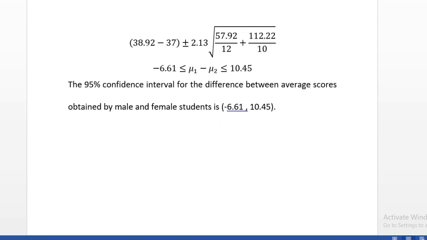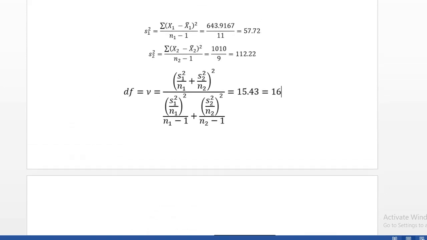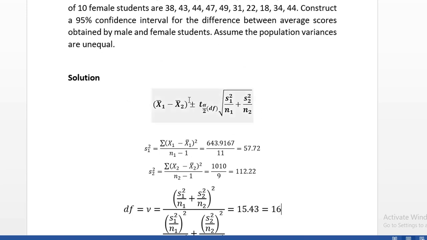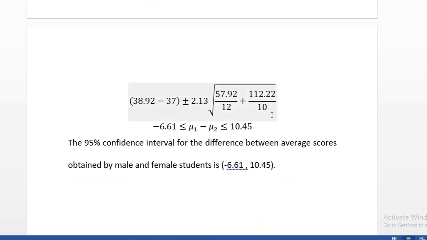So using this value, and for calculating this value from the table, you just have to paste these values in your confidence interval formula, and you get this form.